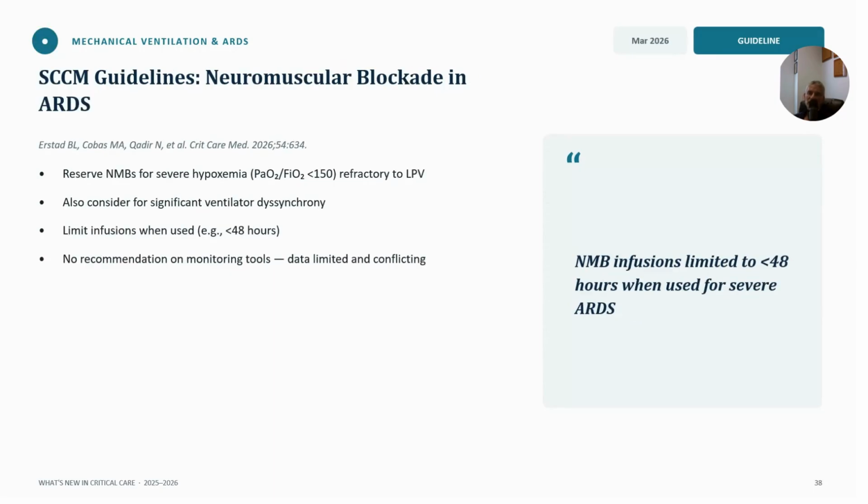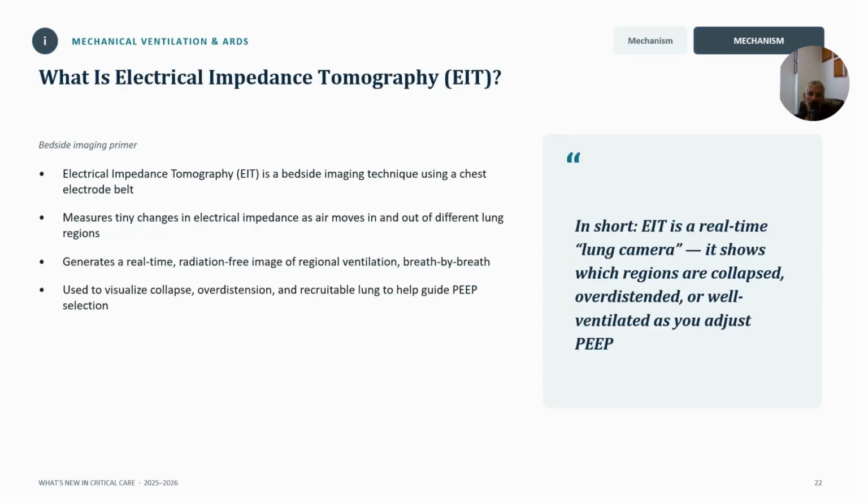SCCM guidelines, neuromuscular blockade and ARDS, you should reserve it for severe hypoxemia refractory to lung protective ventilation. Again, you should limit it to less than 48 hours. Know those two trials, Accuracies positive, and then the following up negative trial, the ROSE trial.